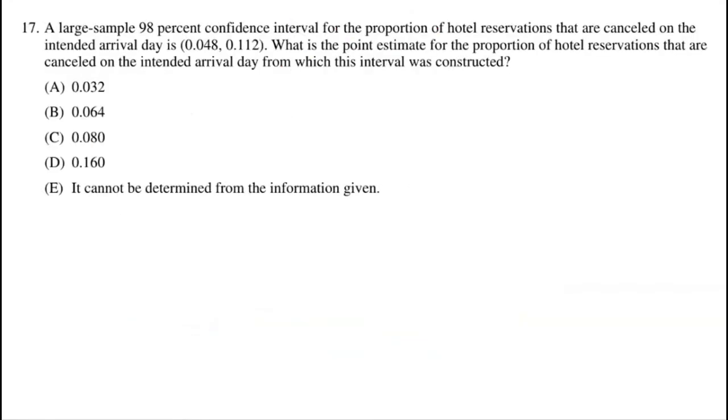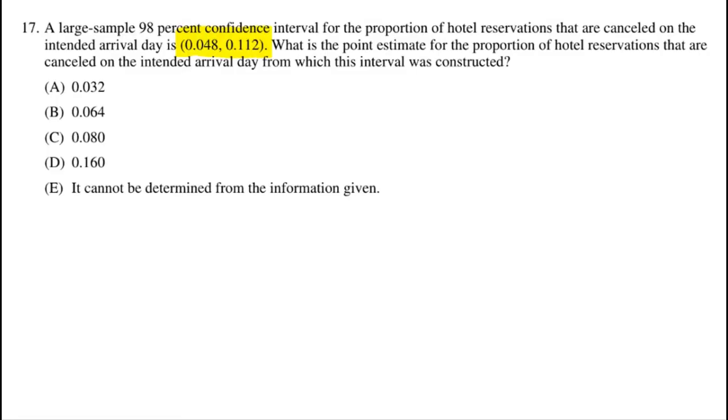All right, question 17 says a large sample 98% confidence interval for the proportion of hotel reservations that are canceled on the intended arrival day is 0.048 to 0.112. So again, we're 98% confident that somewhere between 4.8% and 11.2% of reservations are canceled on the day of arrival. What is the point estimate for the proportion of hotel reservations that are canceled on the intended day from this sample was constructed? Well, here's the deal. The point estimate is the dead center of your interval.